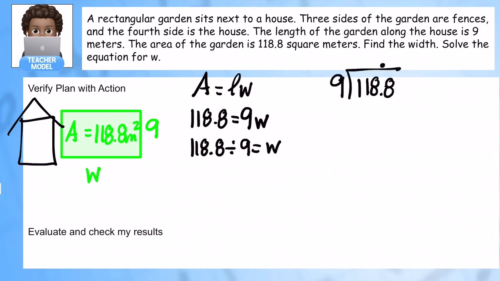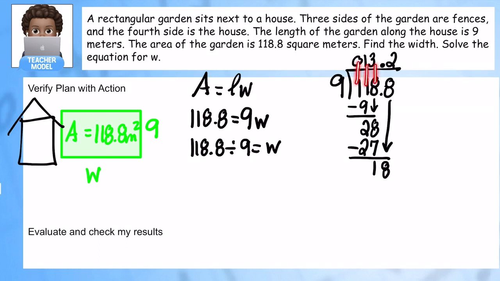Put my decimal right on top so I have it. 9 cannot go into 1. 9 goes into 11 one time. It's 9. 11 minus 9 is 2. My brain was going too fast, so I have to slow myself down. 28. 9 goes into 28 3 times. 3 times 9 is 27. And 9 goes into 18 2 times. And notice how, again, there's a digit on top of every digit. And even my decimal is already there. So I already have 13 and 2/10. So 13 and 2/10 is equal to the width.